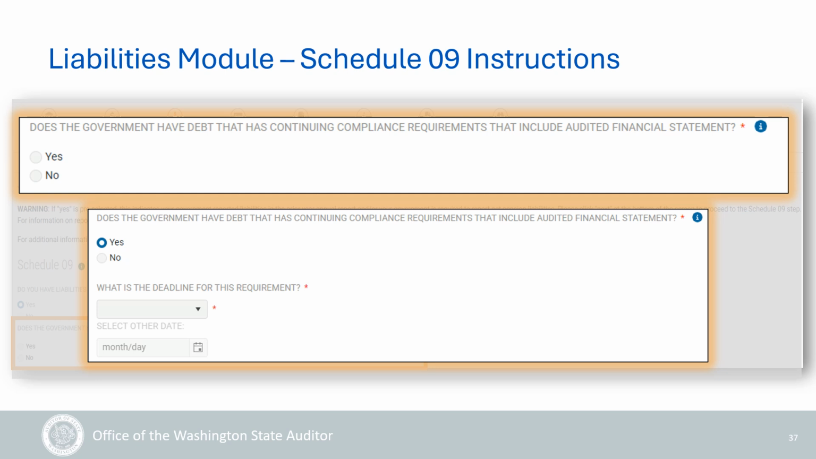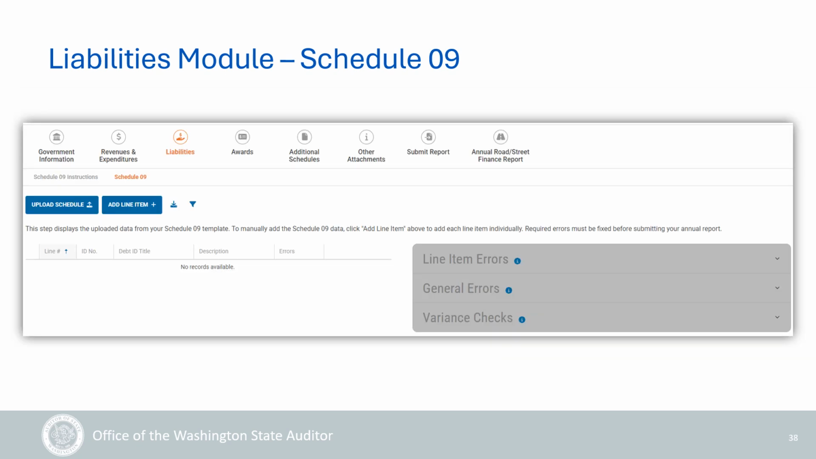If you do select yes, it is required to choose from the drop-down the deadline for this requirement. If the deadline isn't available in the drop-down menu, you can select Other and manually type in the month and day of the deadline. Now we're moving on to completing the Schedule 09 within the filing system.